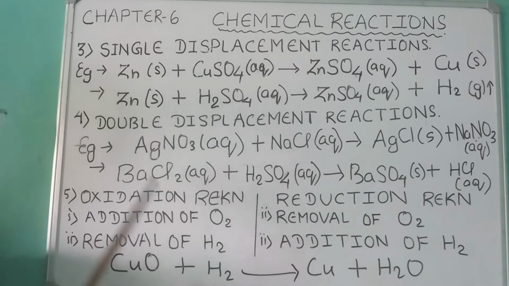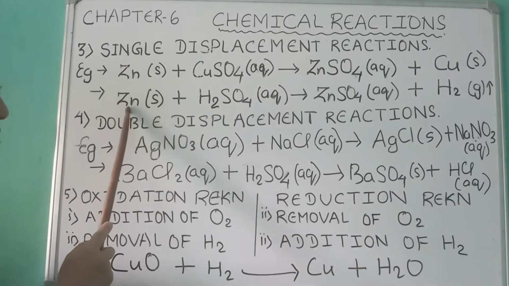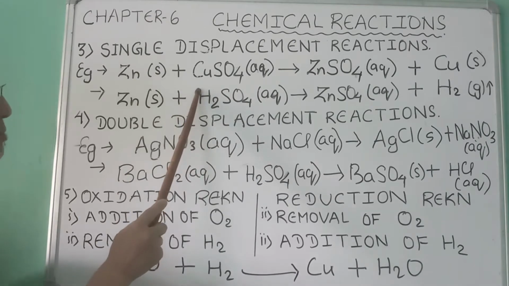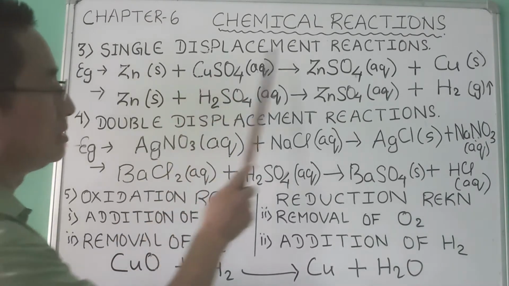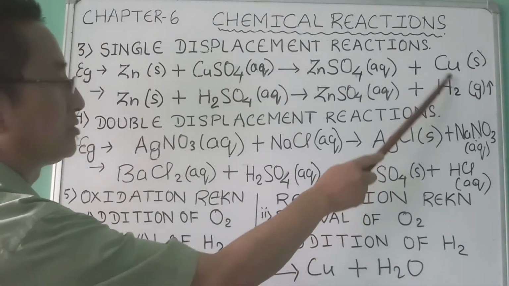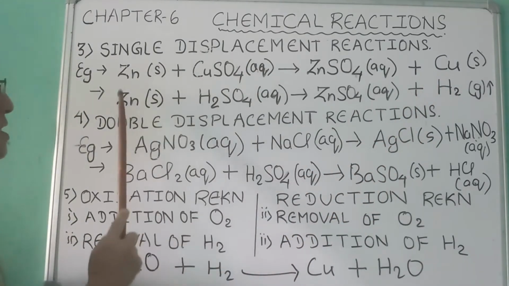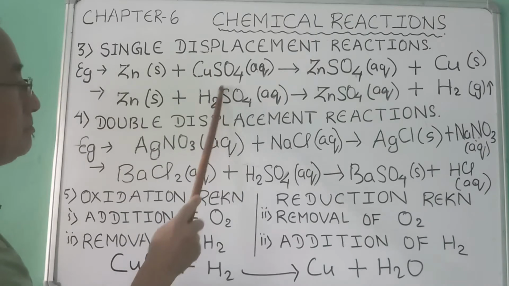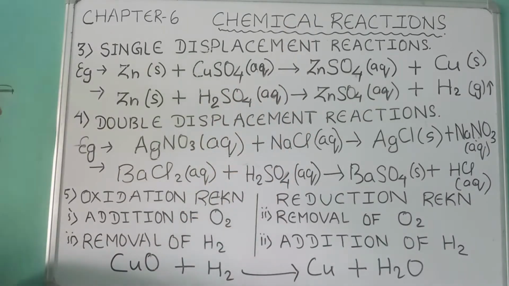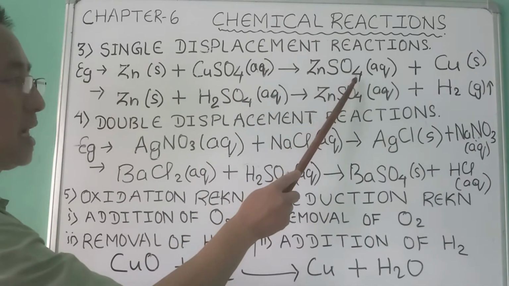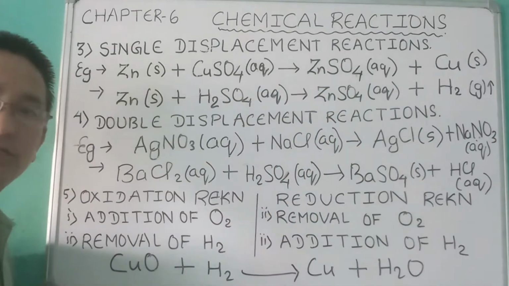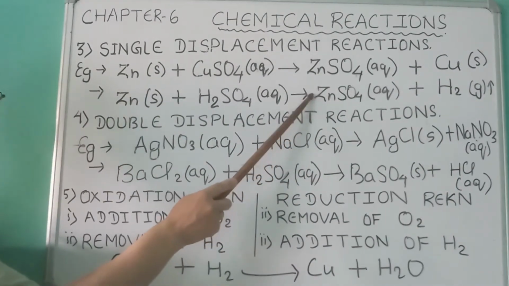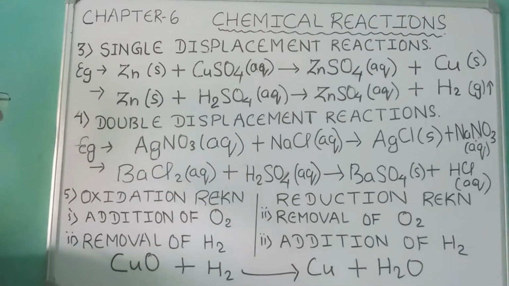Now, let's see another example. When zinc reacts with dilute sulfuric acid, this zinc displaces this hydrogen. When hydrogen gas is evolved, this zinc itself combines with sulfate. So zinc sulfate is formed. Both the valency of zinc and sulfate is 2. On interchanging their valency, the molecular formula of zinc sulfate is ZnSO4.